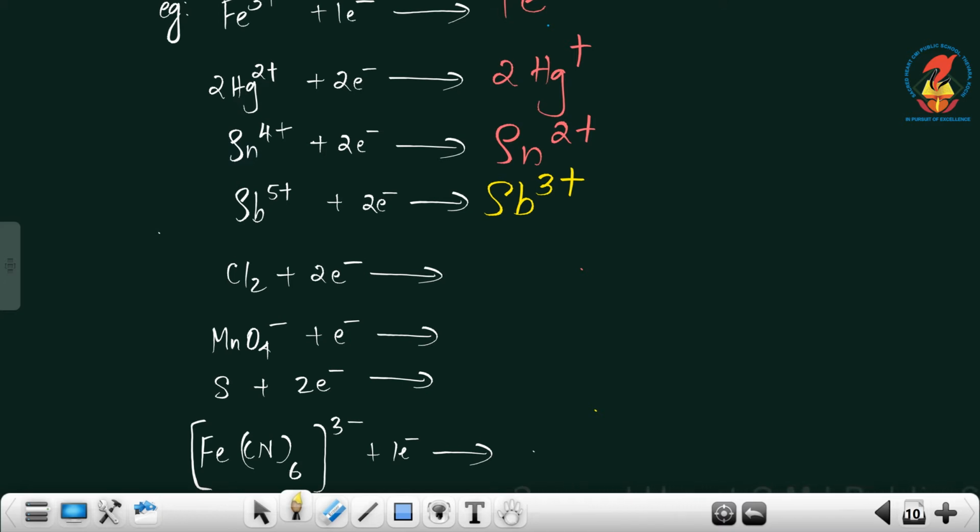Now, Cl2 is gaining 2 electrons. Cl2 means we have 2 chlorine atoms here. On gaining 2 electrons means 1 chlorine will be taking 1 electron. So, that Cl becomes Cl minus. So, how many Cl minus you will be getting here? 2 Cl minus. So, here chlorine is neutral with 0 charge. When it gains one more electron, it will become negatively charged.